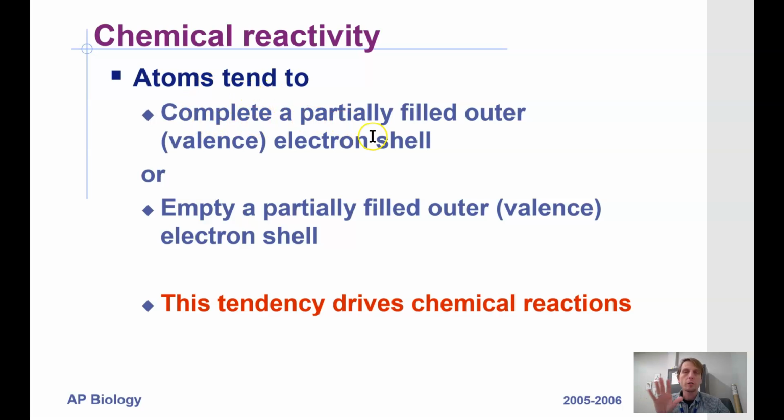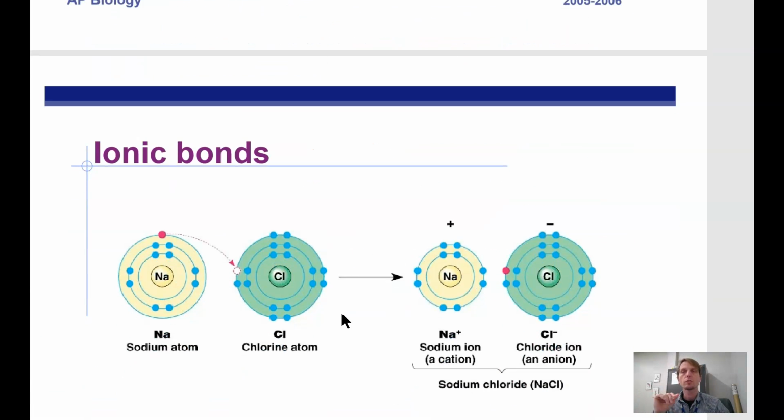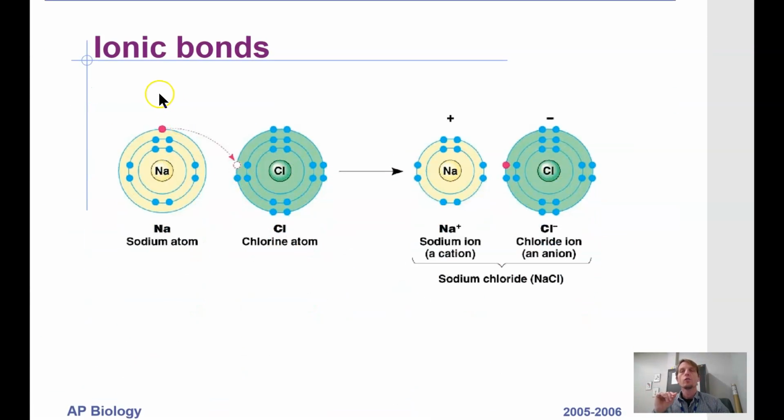They want to react to complete a partially filled outer or valence electron shell, or empty it. And this tendency drives chemical reactions. That's it. Structure dictates function. So whenever you transfer electrons, as we just said with the magnesium and the sulfur, you inherit a charge.